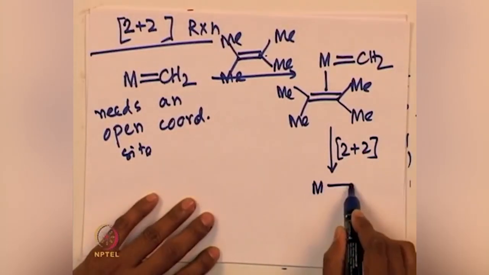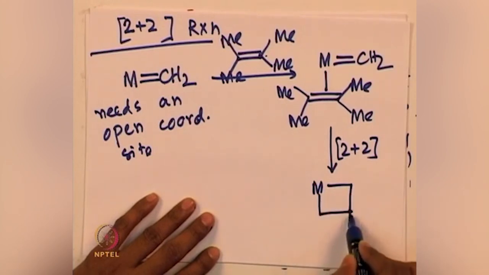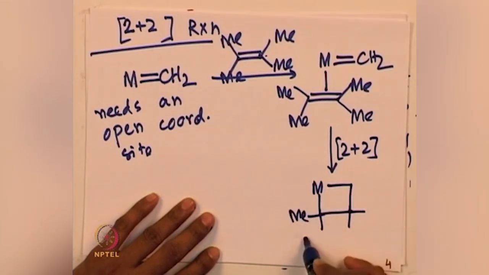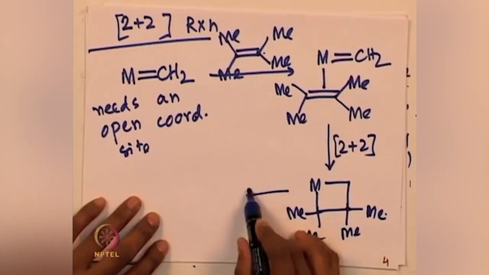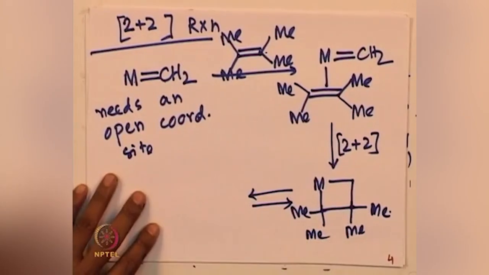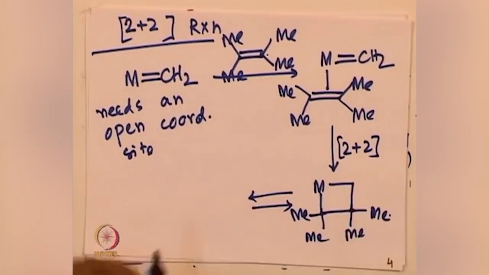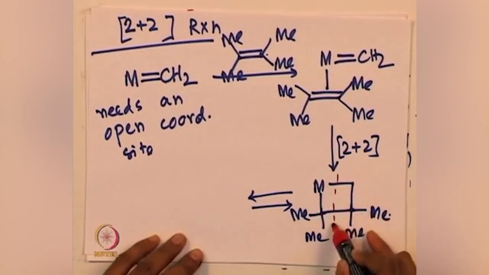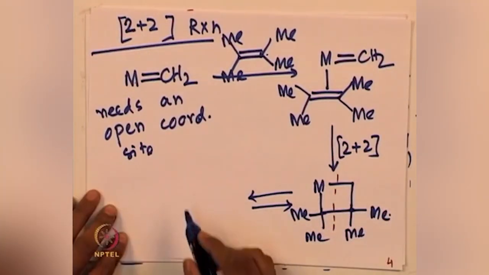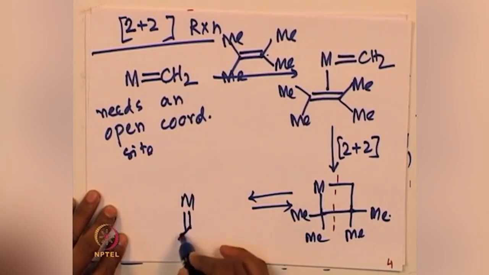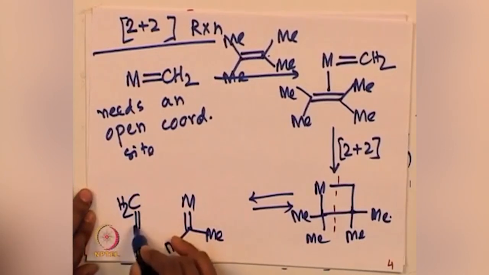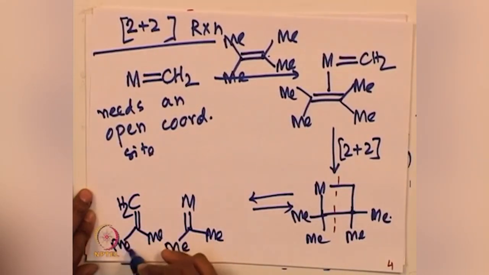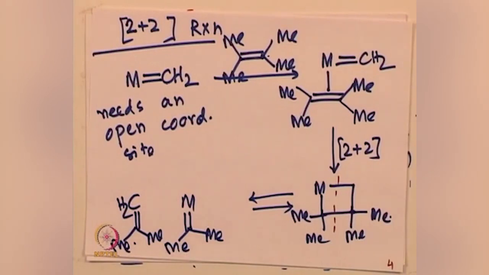Now, the next step is the actual, this is the olefin binding, then is the 2 plus 2 reaction, where you see the intermediate is going to have methyl. So overall, you can get the exchange of partners, and over here this partner exchange gives you the product formation, which looks like this. So what we have seen over here is a 2 plus 2 reaction.